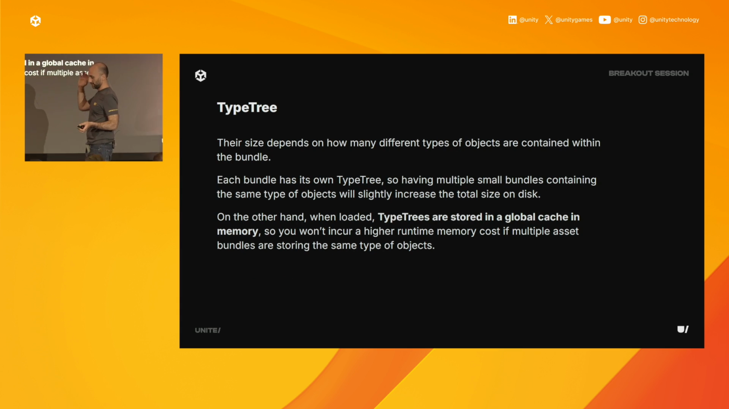Good. As I mentioned, because it describes the types inside the bundle, its size depends on how many types are contained within the bundle. Because each bundle has its own type tree, if you have bundles with a lot of different types, this one will grow larger, so the total size on disk will increase. On the other hand, the runtime memory usage won't increase because type trees are included in a global cache. If you have a lot of asset bundles that contain the same types, they will take more space on disk, but memory will be the same because the type is already loaded, it doesn't need to load it twice. It won't be duplicated.